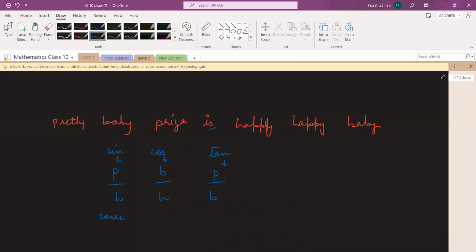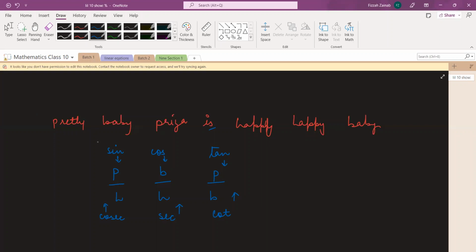Cosec. So you write here cosec, and you read it like this: h upon p. Now inverse of cos is sec, so you will read it like this: h upon b. Then inverse of tan is cot, so you will read it like this: base by perpendicular. Is that clear, all of you?